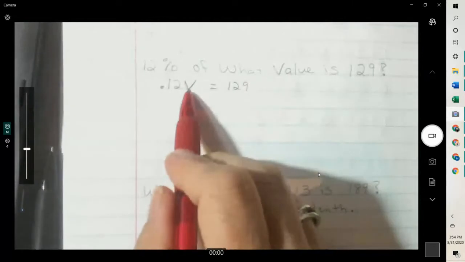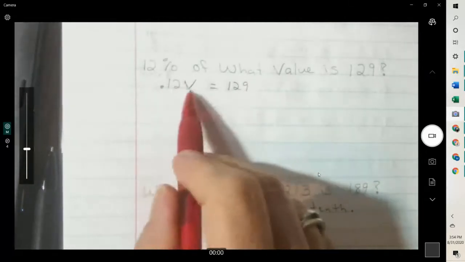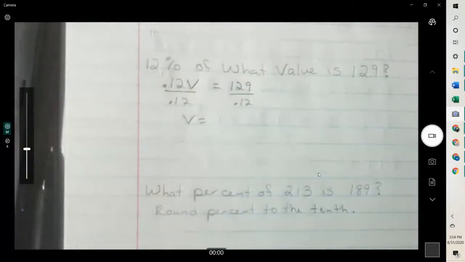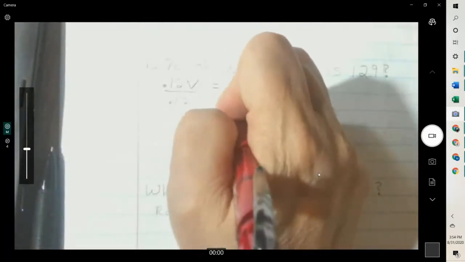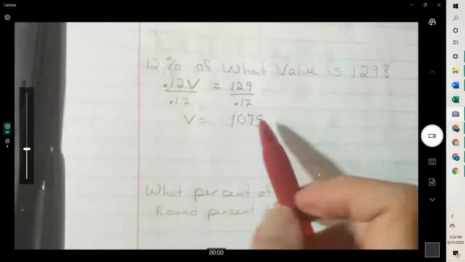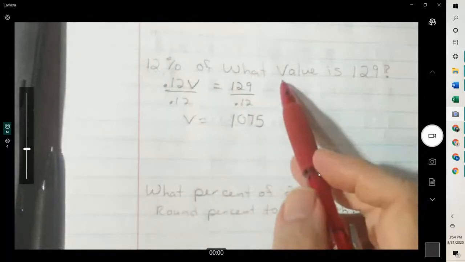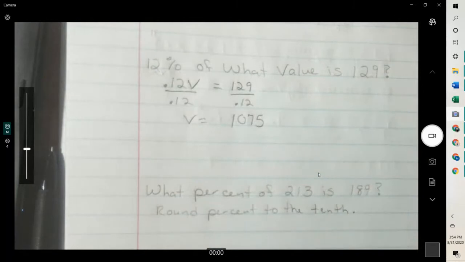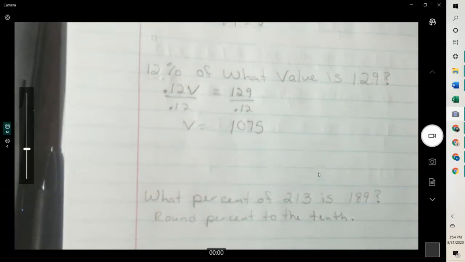We want to solve for V. Since this is being multiplied, we divide. But what you do to one side, you have to do to the other. 129 divided by 12 hundredths is 1,075. So 12% of 1,075 is 129. Try another one.